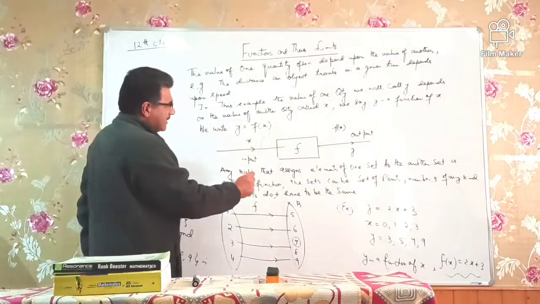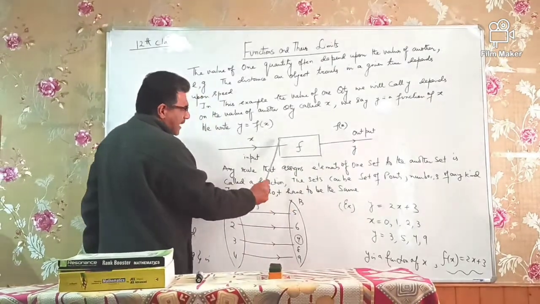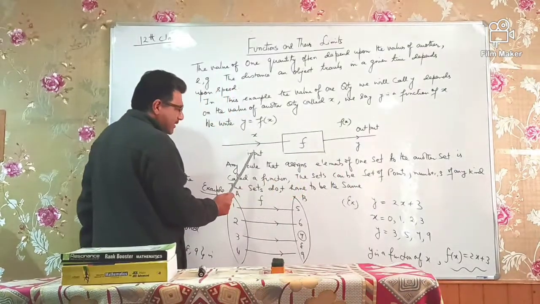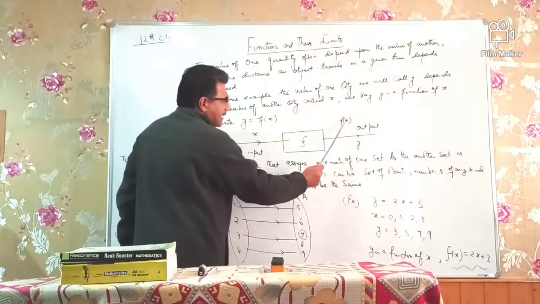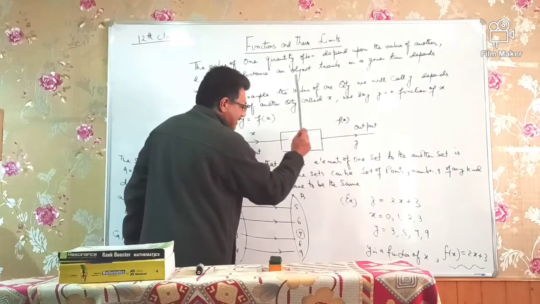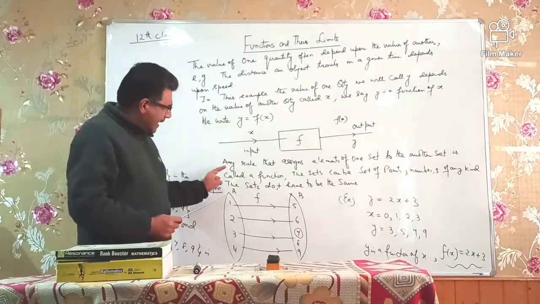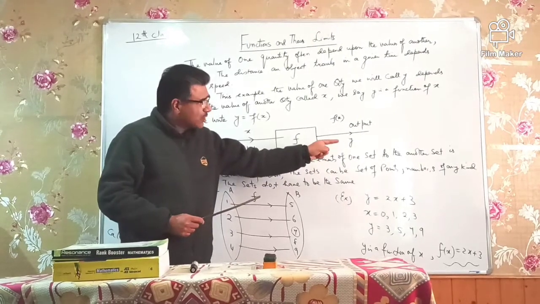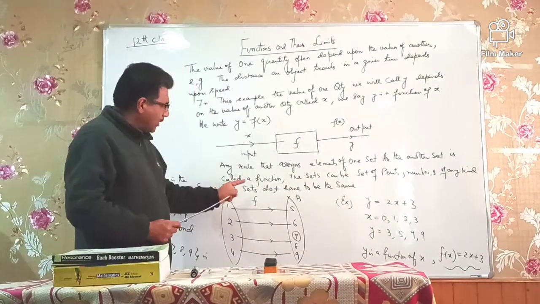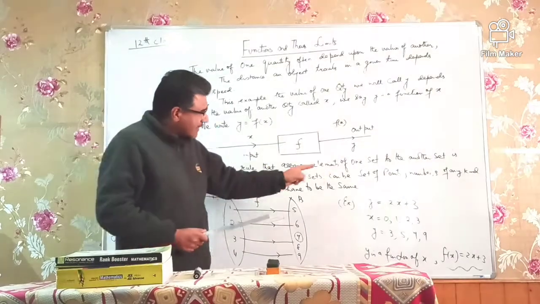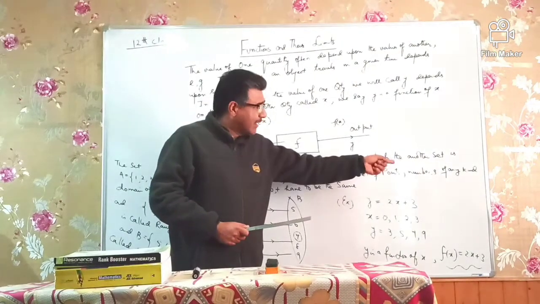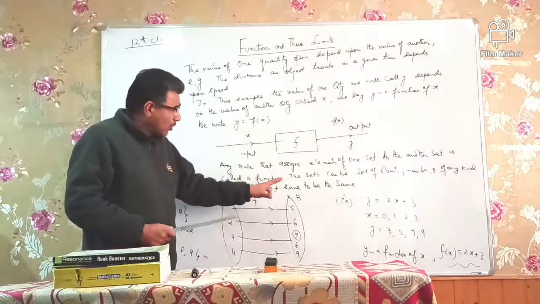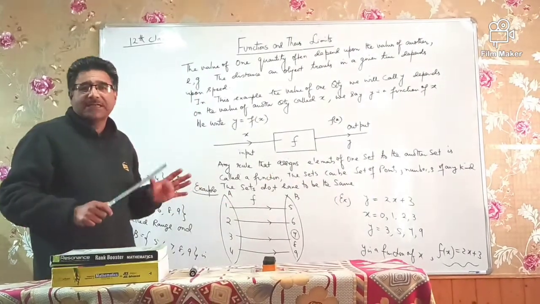For example, a function is a type of machine. If we give input to it, we get output. If the input is denoted by x, the output is denoted by y or f(x). That is, any rule that assigns elements of one set to another set is called a function. The sets can be sets of points, numbers, or any kind. The sets do not have to be the same. It is not necessary that the two sets are the same.